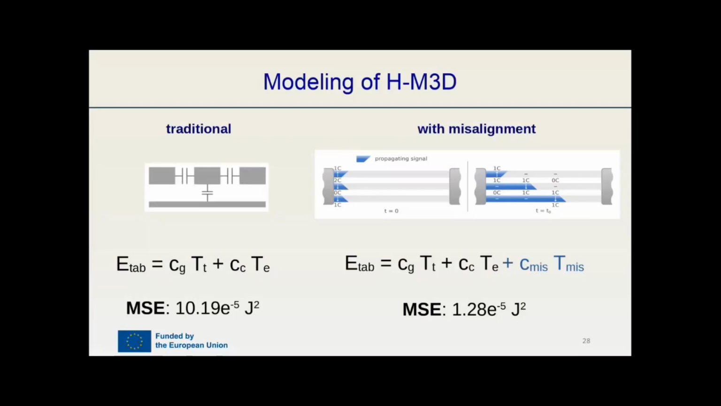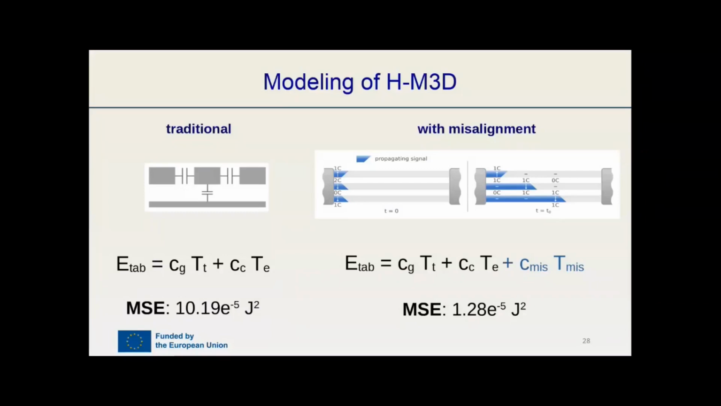If you use the classical formula to try to get the energy consumption with alignment, you are going to get an MSE which is extremely good. If you try to do the same analysis for the case of misalignment, you will see that the MSE is getting much, much worse. In this case, the simulations showed something like 10 e minus 5 Joule squared of degradation.